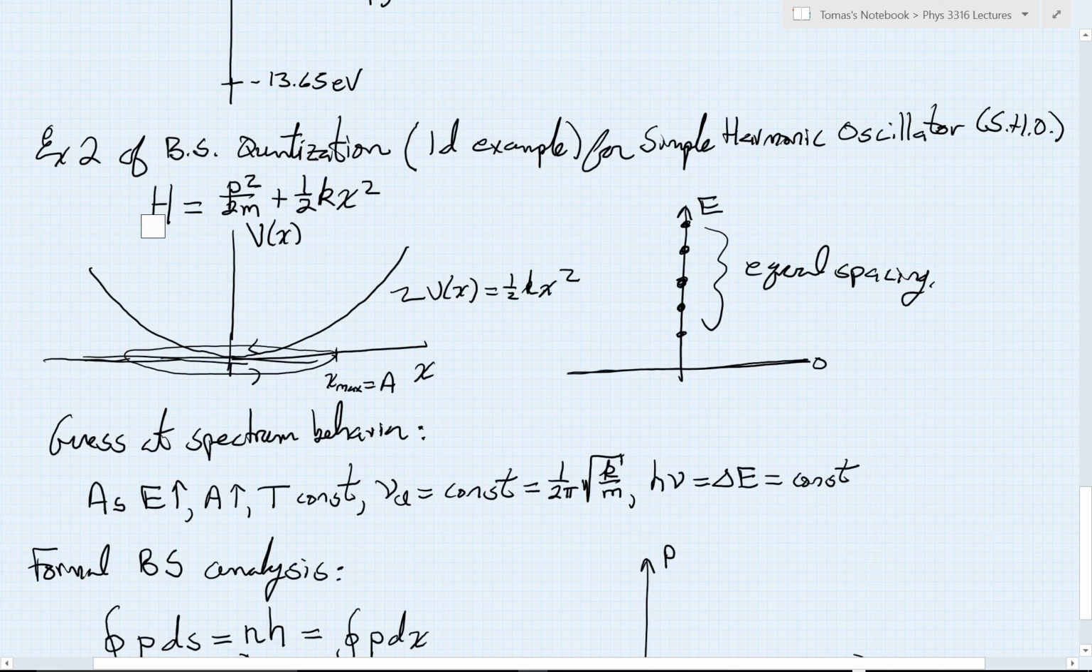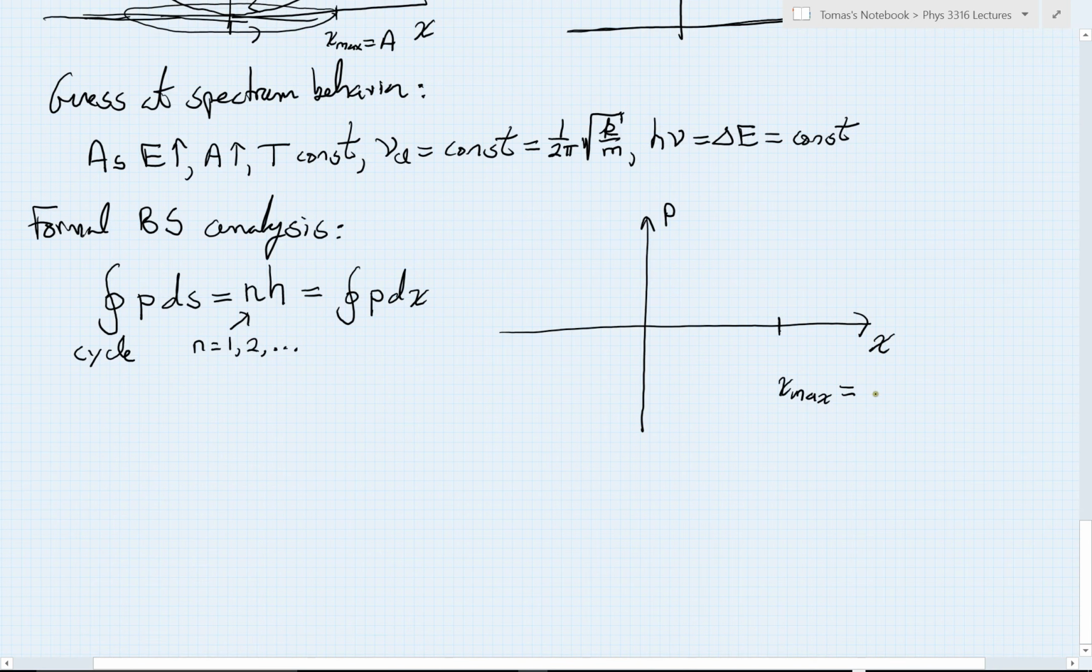Now the Hamiltonian is numerically equal to the energy of the oscillator. And at the maximum position, of course, that's where the velocity instantly is 0, so there's no momentum, and so 1/2 kx squared equals that energy. I can solve for x. That would be the square root of 2E over k.